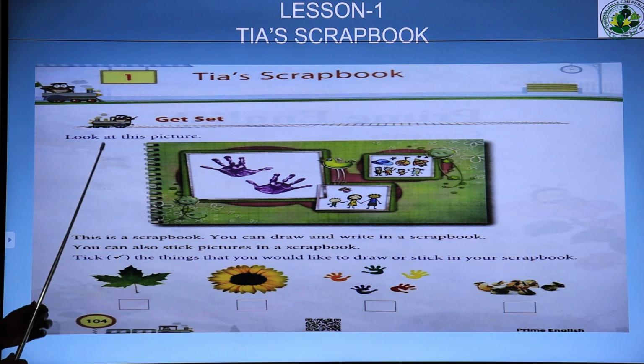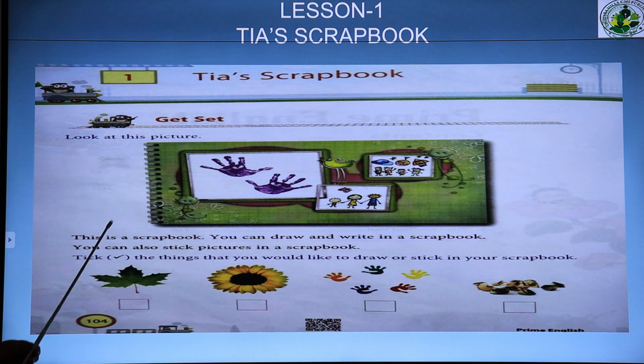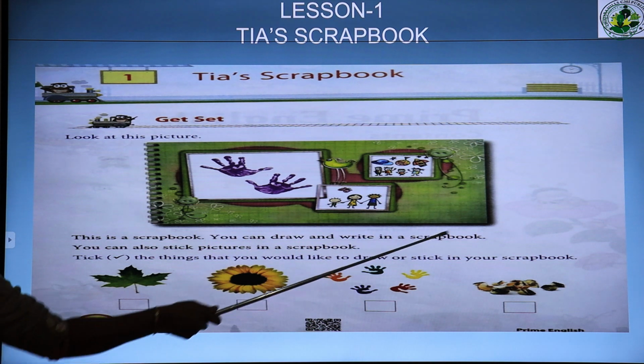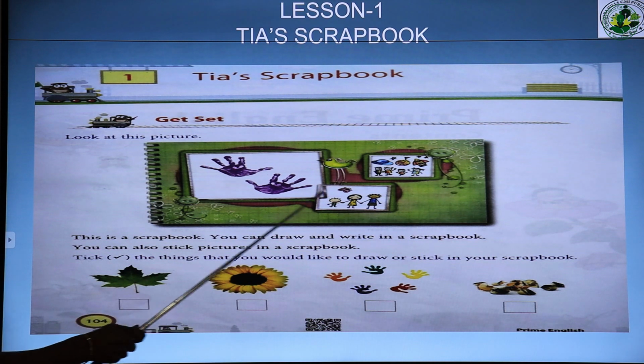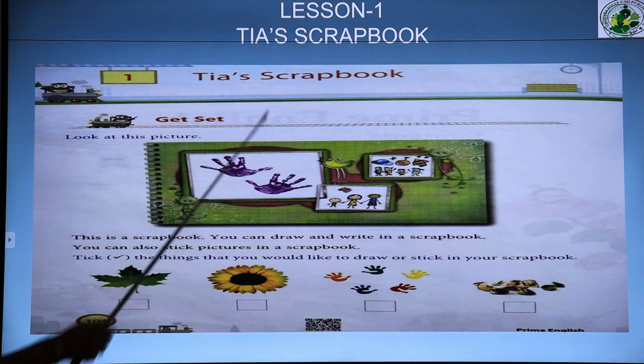Tia's scrapbook. Look at this picture. This is a scrapbook. You can draw and write in a scrapbook. You can also stick pictures in a scrapbook. So, in the video, we saw that we can paste and draw pictures in a scrapbook. So, this is our Tia's scrapbook.